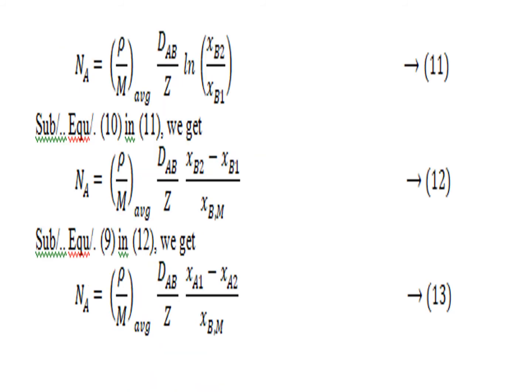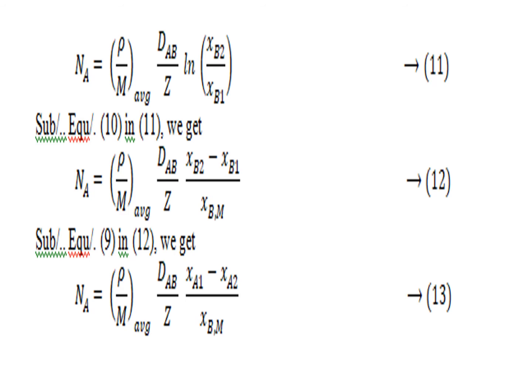So here Na is equal to rho by M average DAB by Z ln of XB2 by XB1. After replacing with 1 minus XA2 divided by 1 minus XA1, we get the 11th expression. Substitute equation 10 in equation 11. Na is equal to rho by M average DAB by Z. So the 10th expression: XBm is equal to XB2 minus XB1 divided by ln of XB2 by XB1. But we want ln of XB2 by XB1.